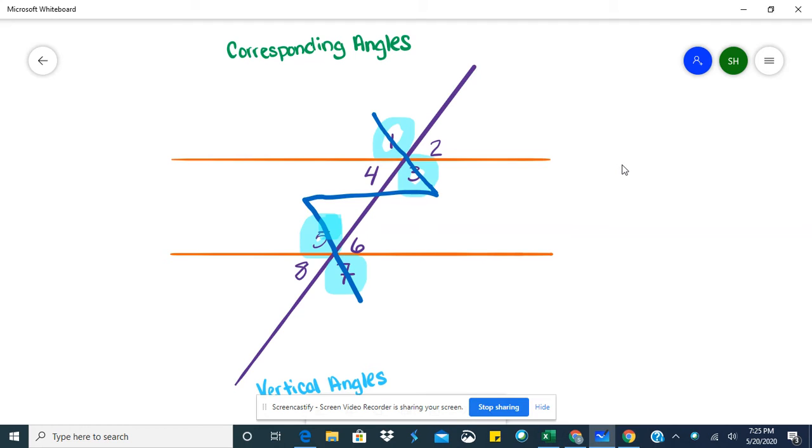If those 4 correspond, then so do their opposites. So in this case, angles 2, 4, 6, and 8. Well, that's not a great color. Those look the same.